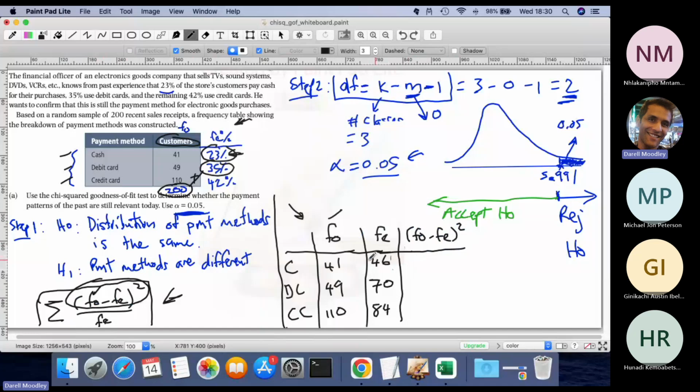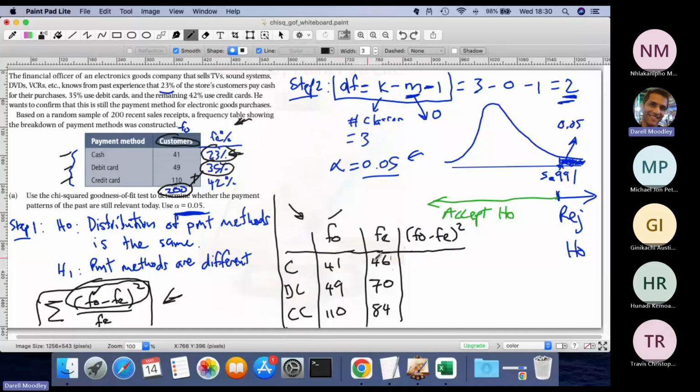If you do that, that's basically just subtracting these two, 41 minus 46, and then you square it, you get 25. So how you get this 25, I'll just write it here. It's 41, your F0, minus 46, and you square that difference. You get 25. Do the same thing for the next row, 49 minus 70 squared, you get 441. And then lastly, you get 676.